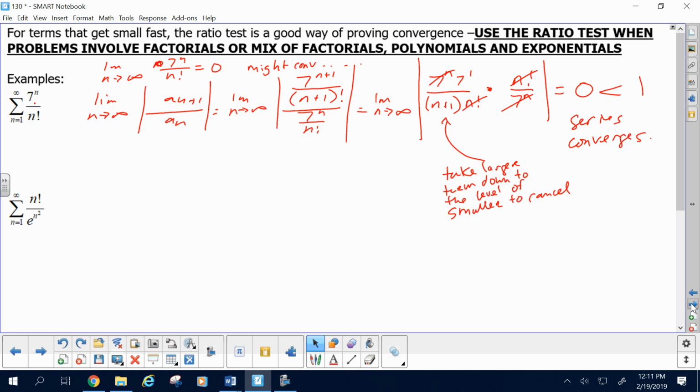Now, what you just found is because that limit went to 0, that means the factorial went big much faster than the exponential. That's really what the nature of that 0 means.